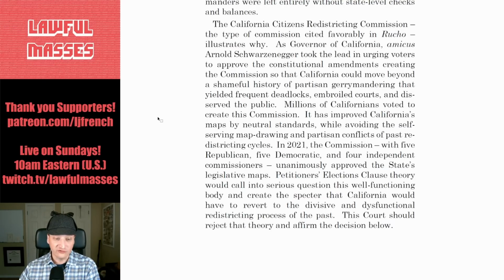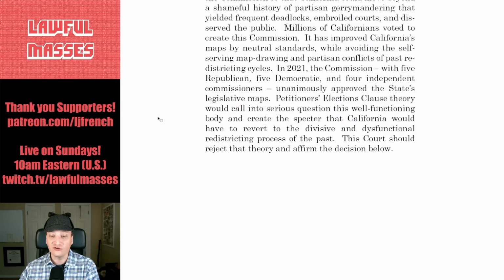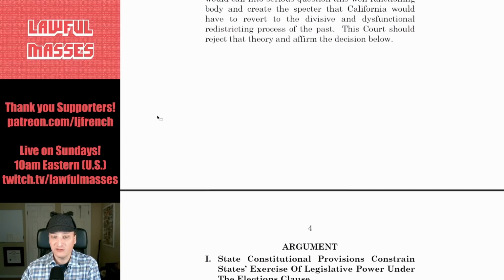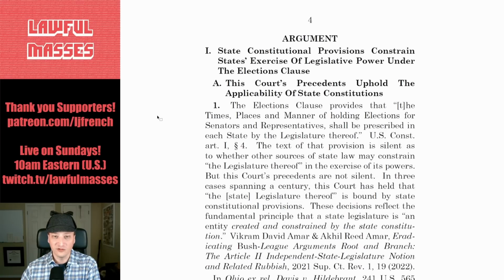Petitioners' Elections Clause theory would call into serious question this well-functioning body and create the specter that California would have to revert to the divisive and dysfunctional redistricting process of the past. This court should reject that theory and affirm the decision below.